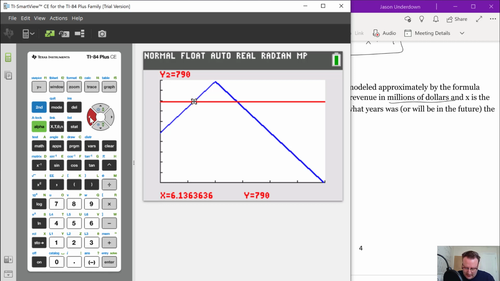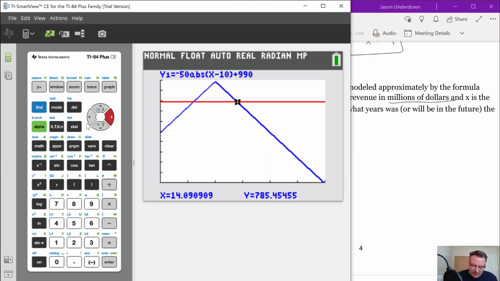Yeah, so when x is just over 6, we get 790. Oh, I should be on the blue curve, shouldn't I? Let's see here. Yeah, so when x is 5.9 there, and just a little over 6, we get just over 790. So yeah, I can trace this absolute value function, and you see 14.09 when y is just under 790 there. Okay, so yeah, it does match our solution.